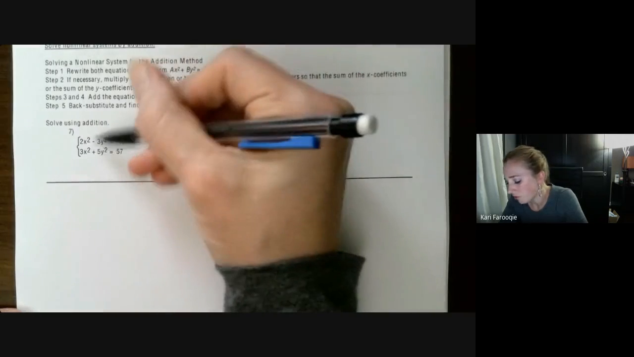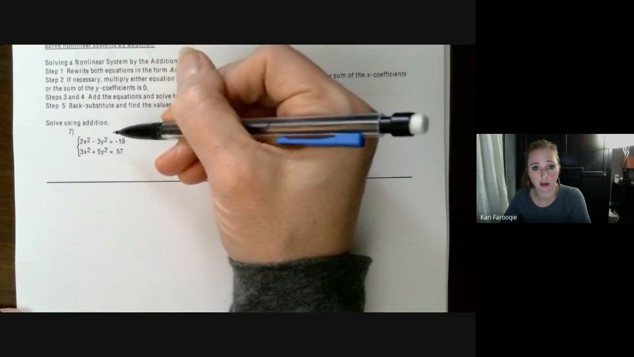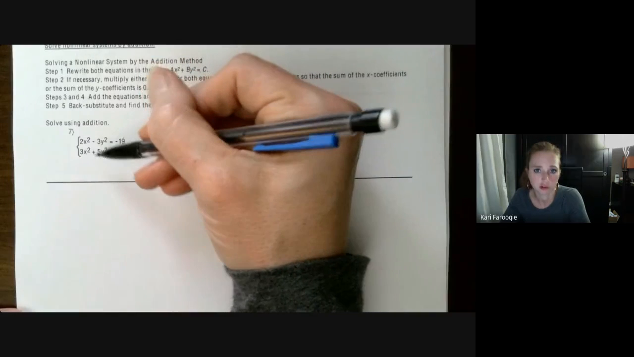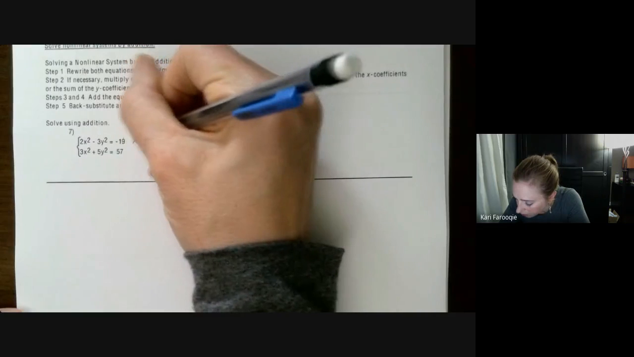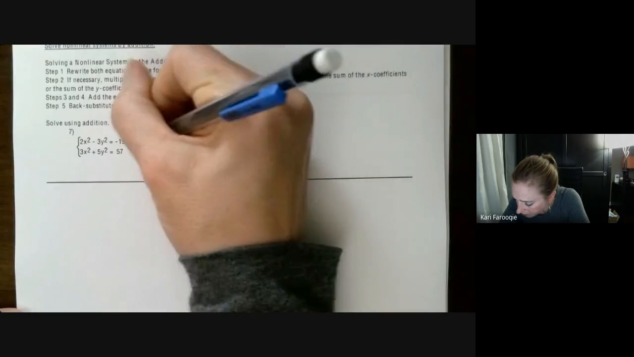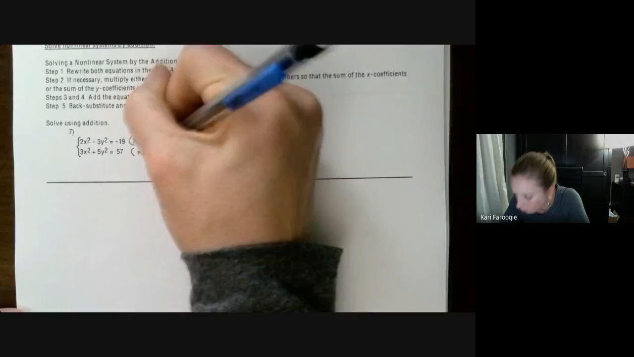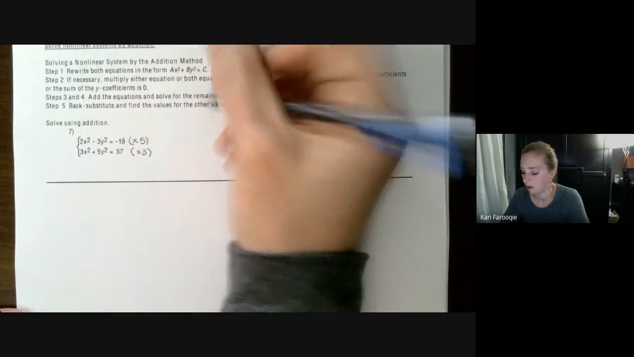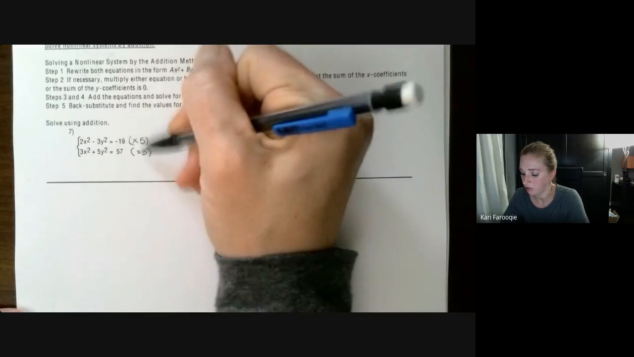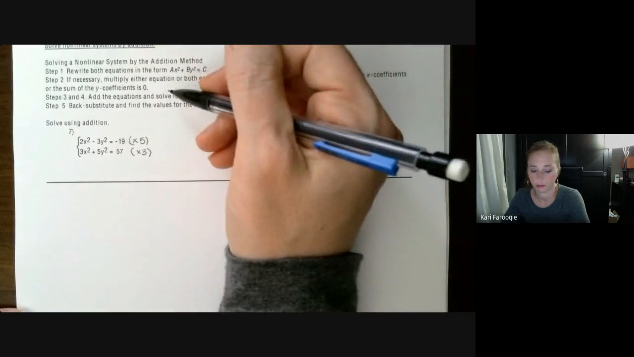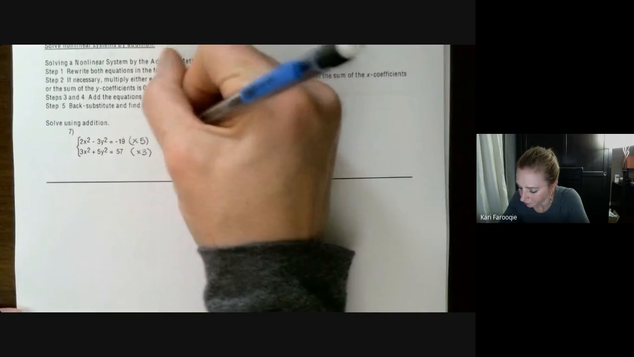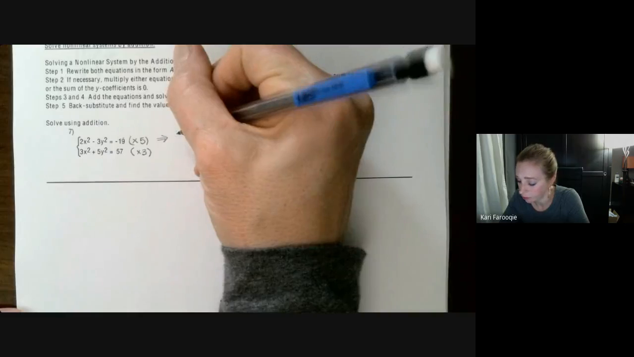Now, most of us, I think, see 3 and 5 and automatically think, okay, let's turn those into 15s. I agree. Let's take equation 1 and we'll multiply it by 5. And we'll take equation 2 and we'll multiply it by 3. And we want these to have opposite signs, so we're going to multiply them both by the positive values for 5 and 3. Every single term, don't forget about the constant.